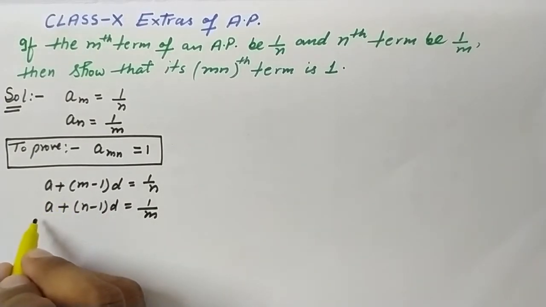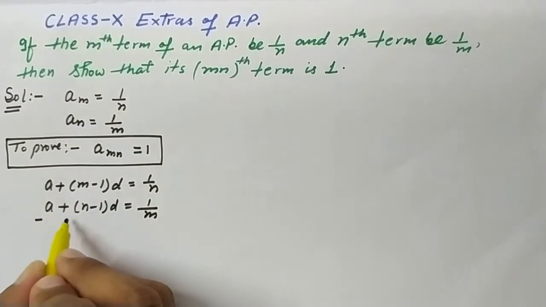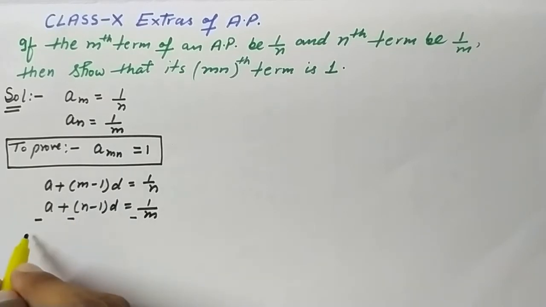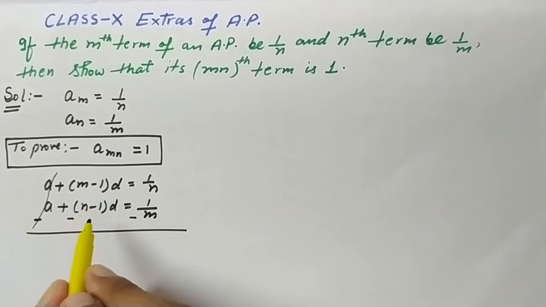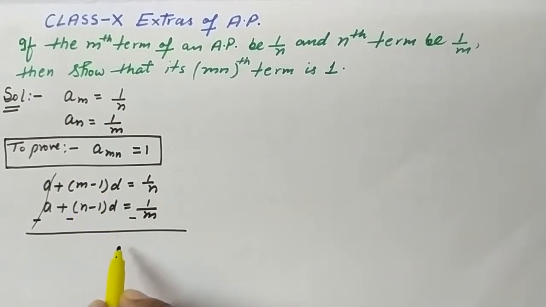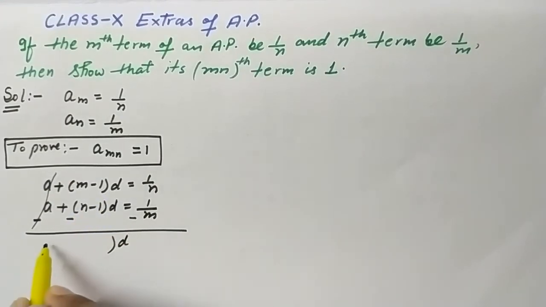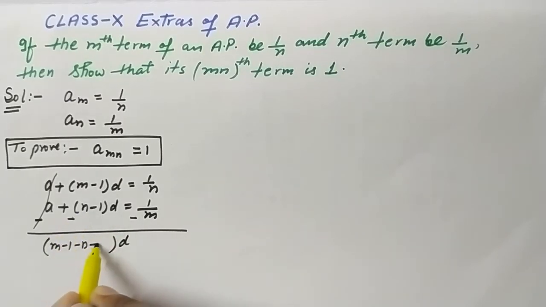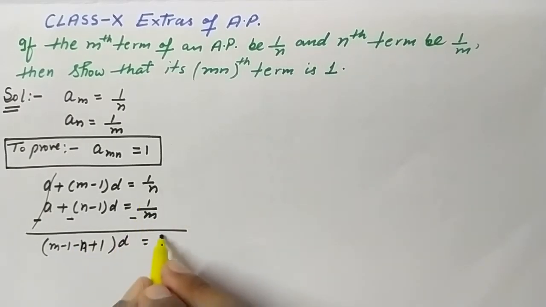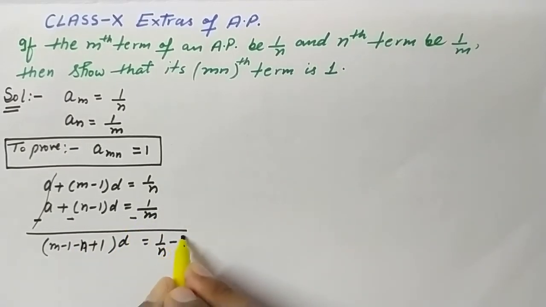So obviously we'll subtract these two equations. So here minus will come, minus will come, minus will come. Okay, signs will be changed. Now a and a will be cancelled. So what is left here? So here you can see d is common. So what is left inside? Let's see. M minus 1, right? And here minus sign is outside the bracket. So all the signs will be changed. So minus n and minus minus is plus 1. So this is n, right? Is equal to 1 over n minus 1 over m.